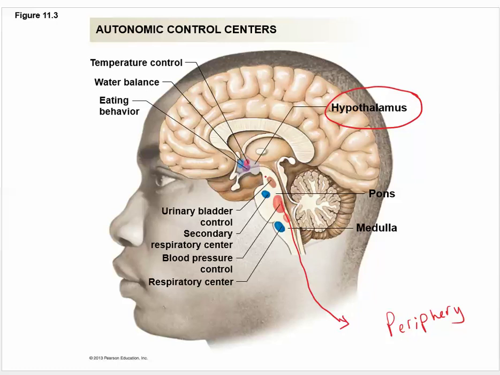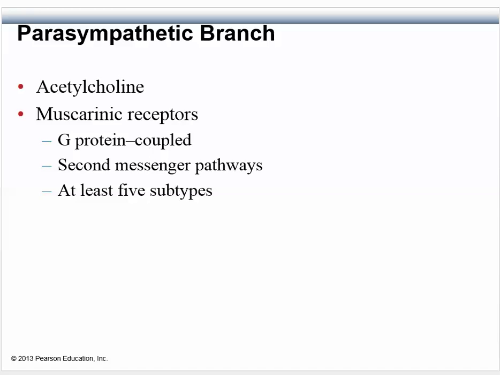Okay, so we can see a couple of different areas of the pons and the medulla: the urinary bladder, respiratory center, blood pressure control. There are two respiratory centers, and these guys work together. One tells you how fast to breathe. One tells you how deeply to breathe. And all of those things kind of work together, and they're all controlled primarily by, like I said, the hypothalamus. Okay. All right. So let's start out talking about the parasympathetic branch.